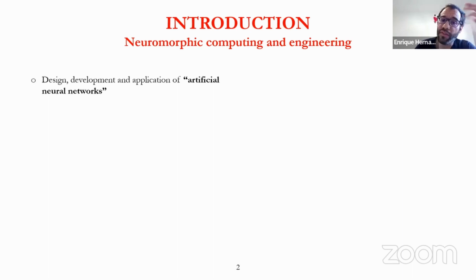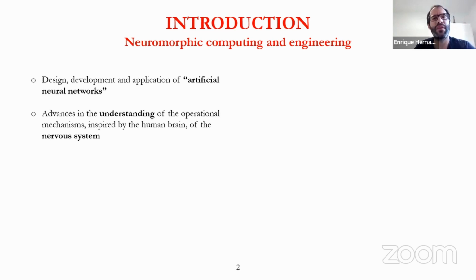It is one of the most innovative branches of research to advance beyond the bottlenecks in artificial intelligence, and the road ahead for artificial neural networks is bright, given the significant advances in understanding the operational mechanisms, communication, and functionality of the human nervous system that inspire them.